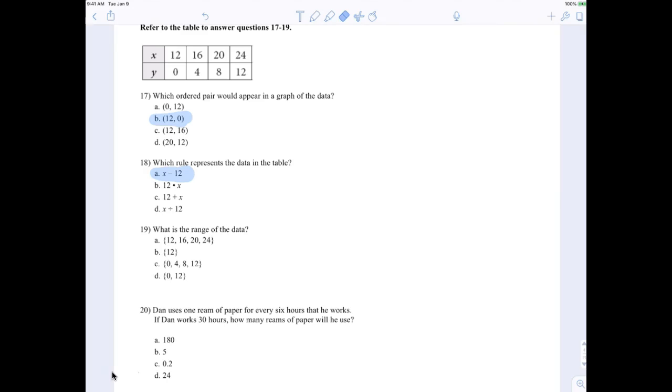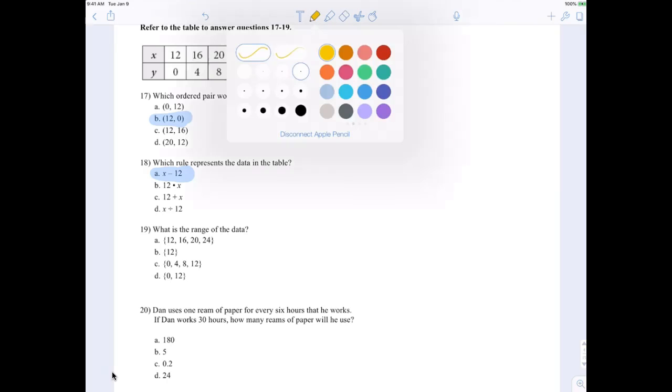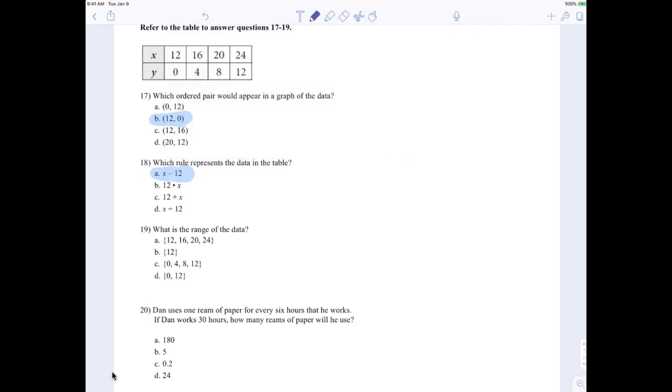How did I know that? Think of this now, guys. Now I'm gonna make sure you're hearing me, so listen carefully. See this X, 12, right? I put it in here for this X. What's 12 minus 12? 0. That's why that came good. Then if I plug 16 in for X, what's 16 minus 12? 4. That's how they got this answer.